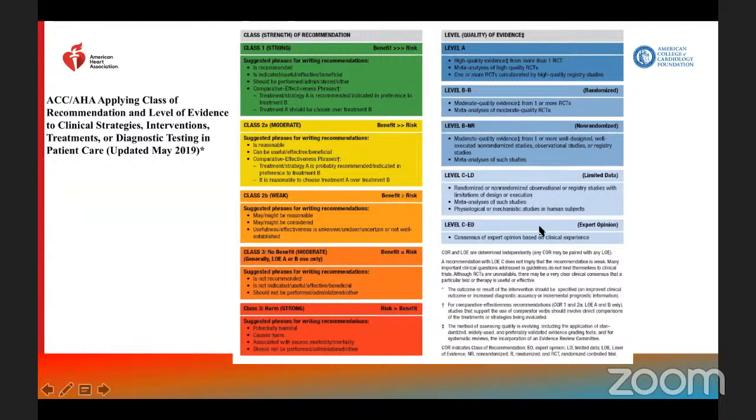For level of evidence, we have level A, B, and C. It represents the quality of evidence. Level A usually comes from a meta-analysis of high-quality RCTs or high-quality evidence from more than one RCT. Level B has BR and NR. BR comes from randomized RCTs and NR from observational studies or meta-analysis of such studies. Level C has LD, where the evidence comes from limited data, and EO from expert opinion.